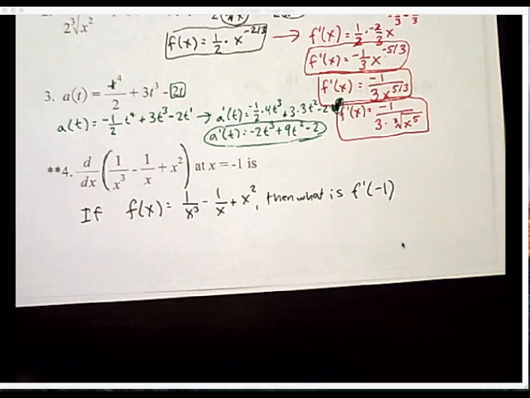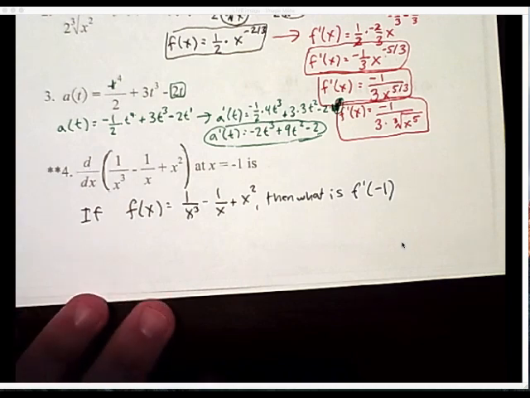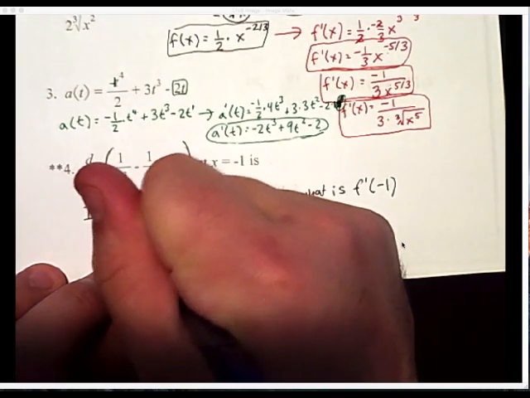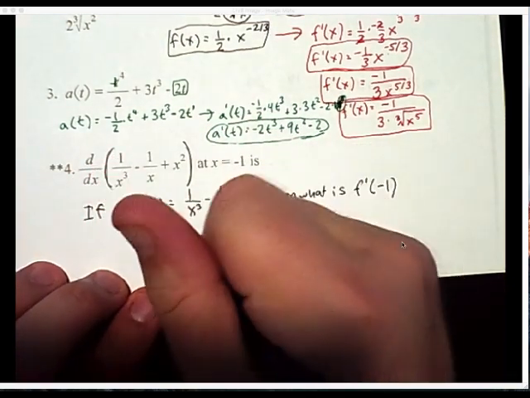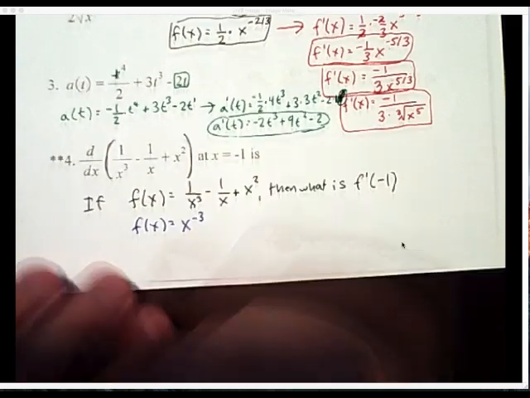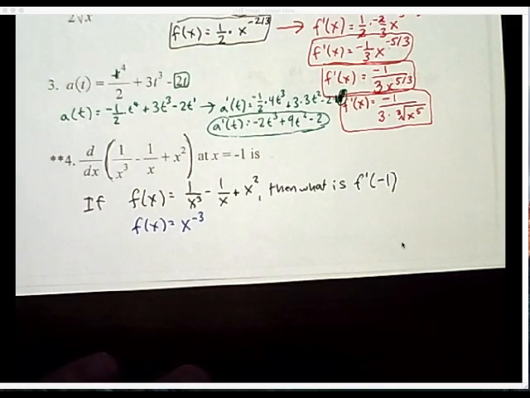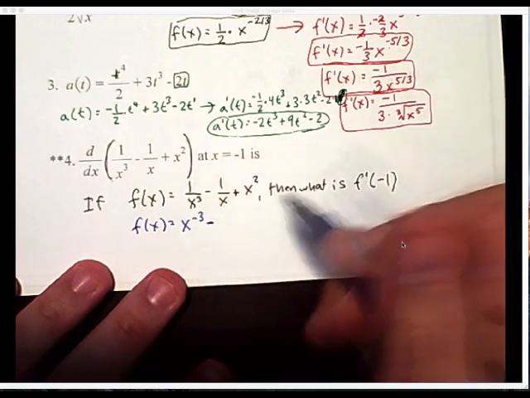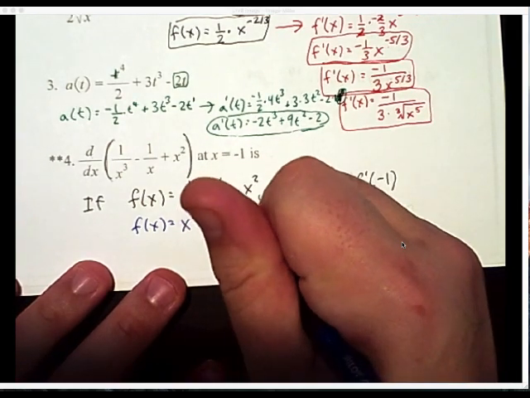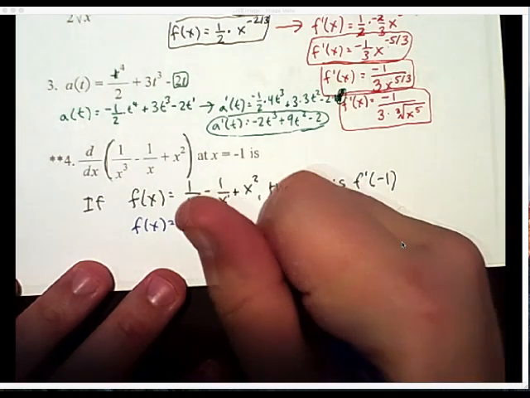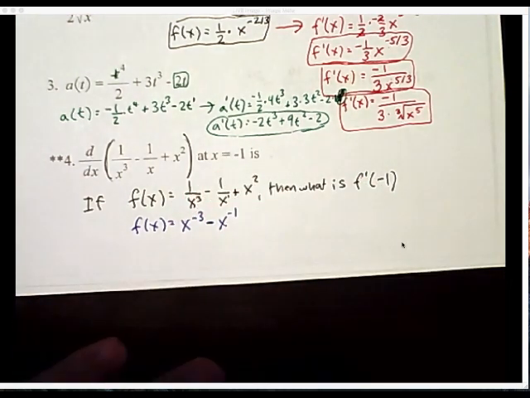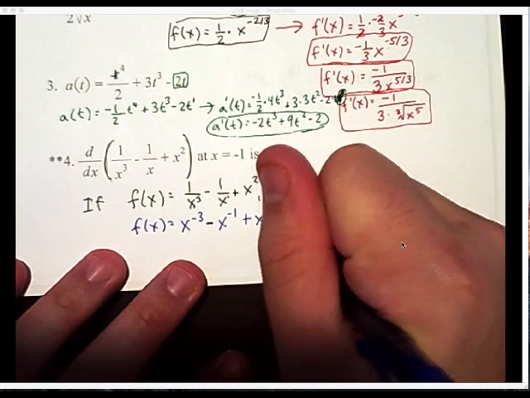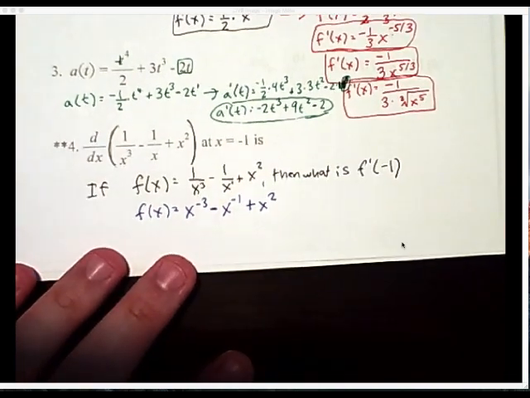Okay, so let's figure out what the derivative is first. But before we do that, let's rewrite f of x a different way. 1 over x cubed, I can write that as x to the negative third. Minus 1 over x, remember this is like x to the first, so I can rewrite that as x to the negative first. And I have an x squared at the end. That's just a different way to write f of x, and it's going to be easier to take a derivative.